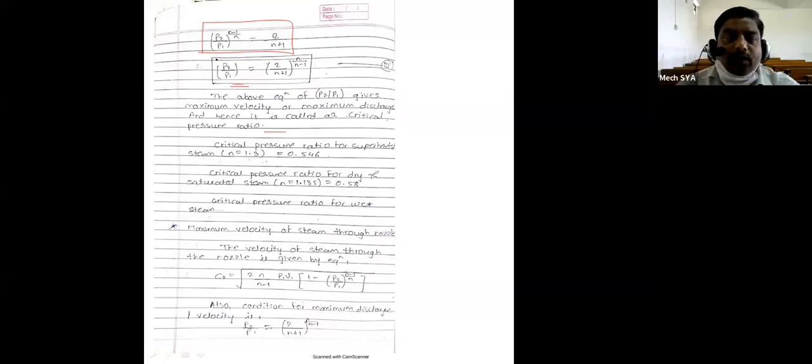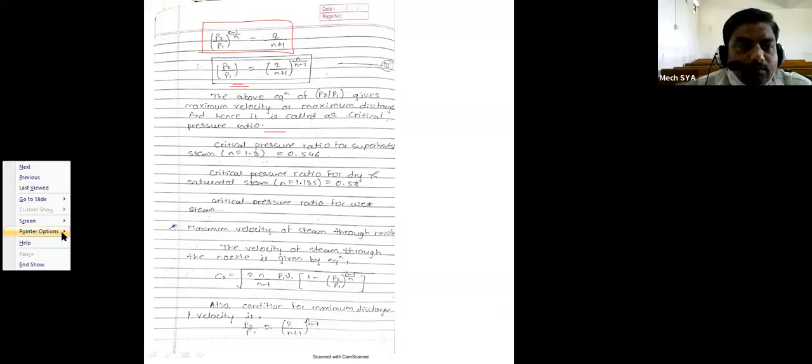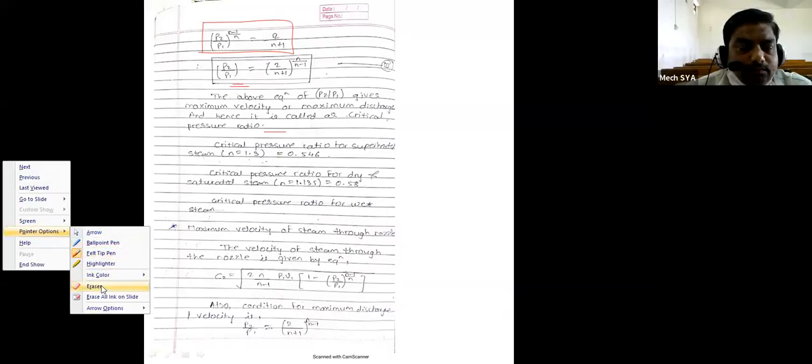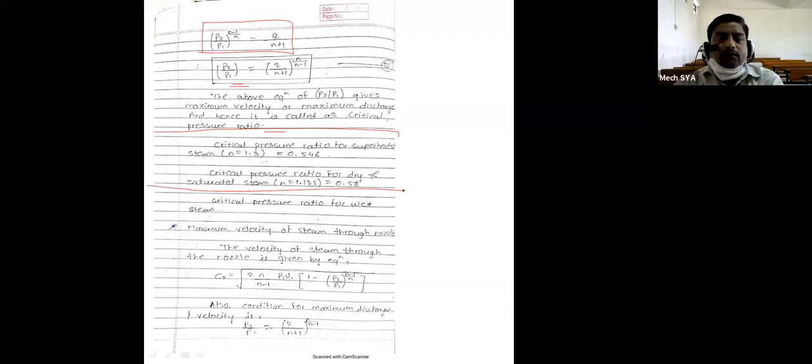Now, these are MCQ type questions. Everything here is what is required for MCQ. These two MCQs we are getting. Critical pressure ratio value is given by P2 upon P1 is equal to 2 upon (n plus 1) raised to n upon (n minus 1). This is the critical pressure ratio equation. Written up to this, you can write, tell me when done.